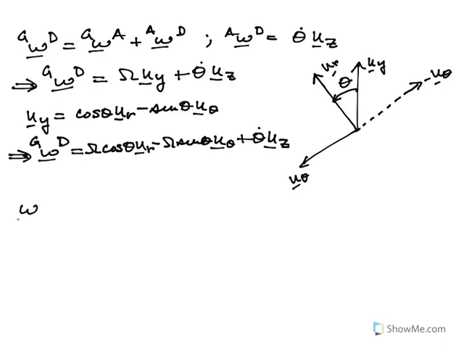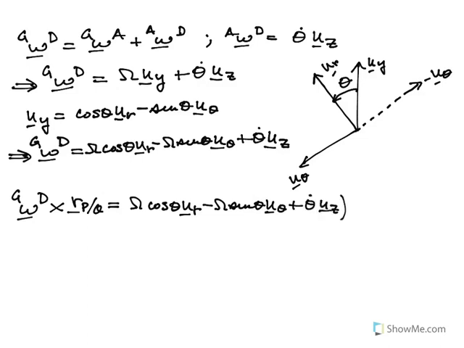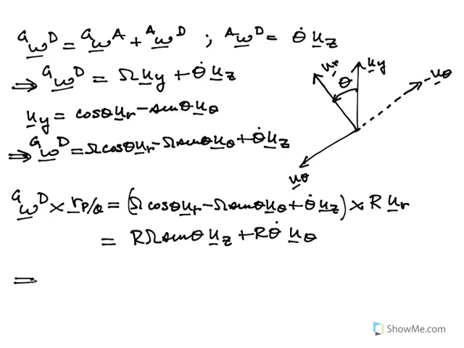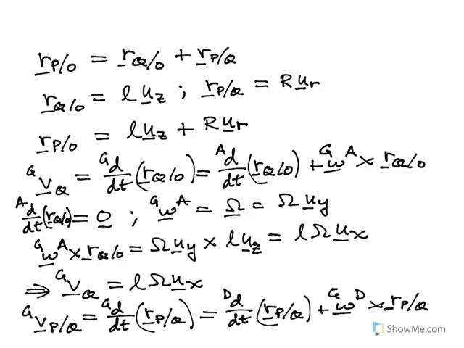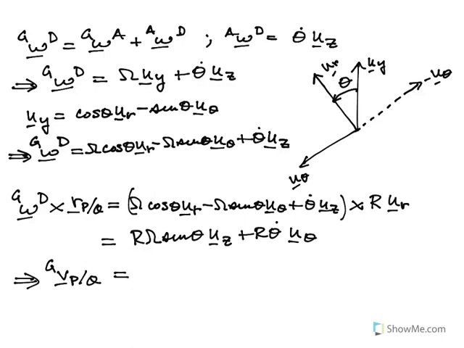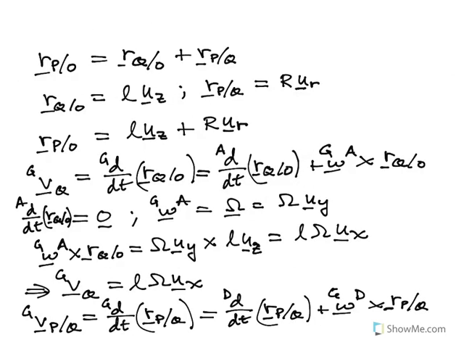So now we can compute the angular velocity of D in G crossed with the position of P relative to Q. That's equal to omega cosine of theta ur minus omega sine theta u theta plus theta dot uz crossed with r ur, which is equal to ur crossed with ur is 0, u theta crossed with ur is minus uz, and uz crossed with ur is u theta. So I get r omega sine theta uz plus r theta dot u theta, from which we obtain the velocity of P relative to Q in G is just the second term, because as we already got through saying, the first term is d dt in D of the position of P relative to Q, so we never computed it.